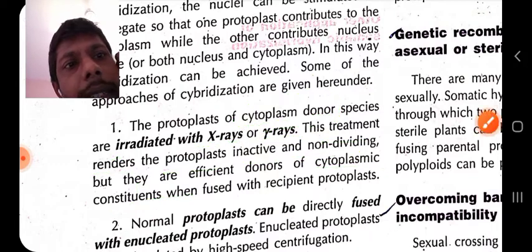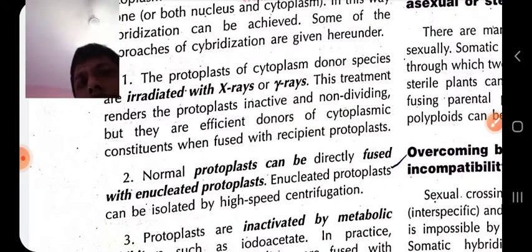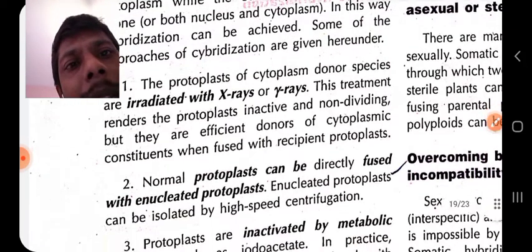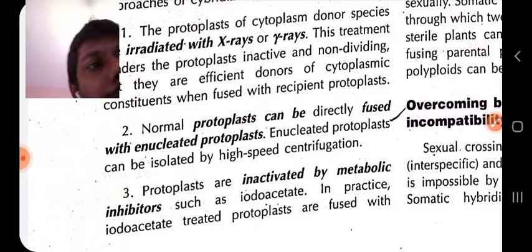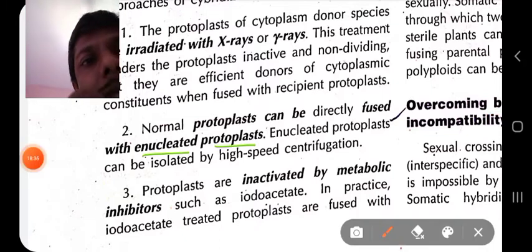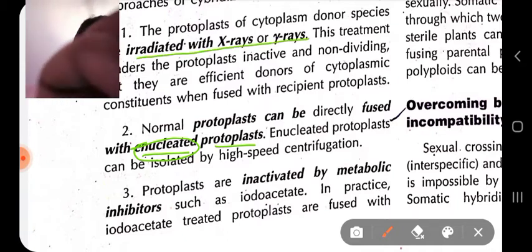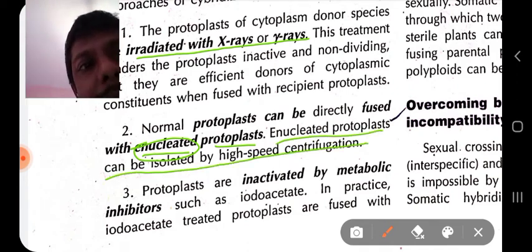Then we fuse them, so it becomes an enucleated protoplast. That means the nucleus has been inactivated, and it is fused with a normal protoplast to become a hybrid. Second point, a normal protoplast can be directly fused with an enucleated protoplast. Enucleated protoplast means a protoplast which doesn't have any nucleus. Now how can it be achieved? It can be achieved by micromanipulator techniques, like microinjection techniques, or by irradiation with X-rays or gamma rays. Enucleated protoplasts can also be isolated by high speed centrifugation.